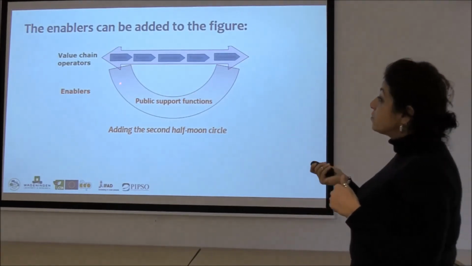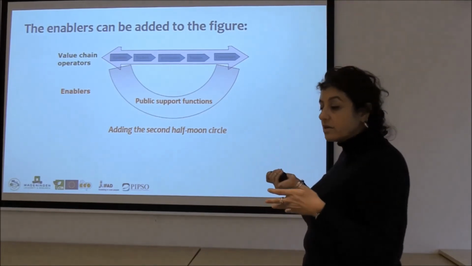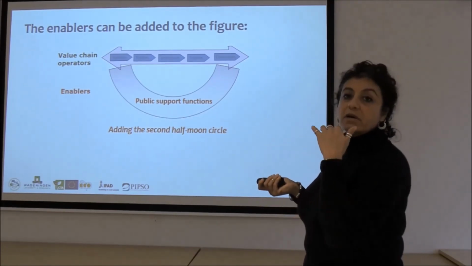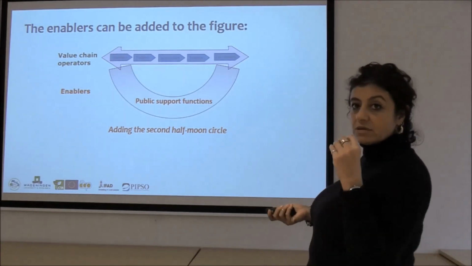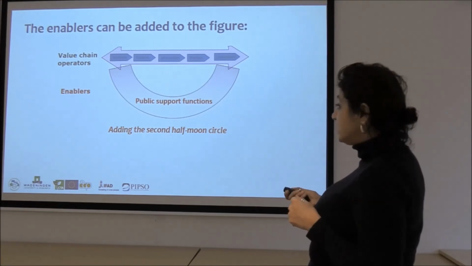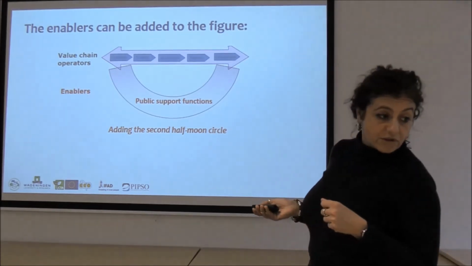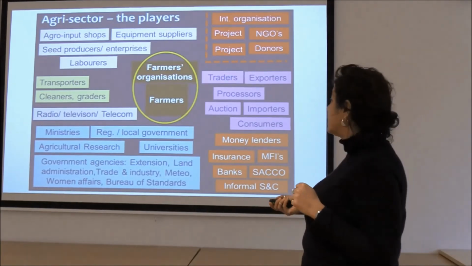The enablers, we visualize them with a half moon under, but like I said, in some visualizations you can see it the other way around. But what is important is the functions they carry out. And we see more public support functions. Again, back to our agri-sector player slide.